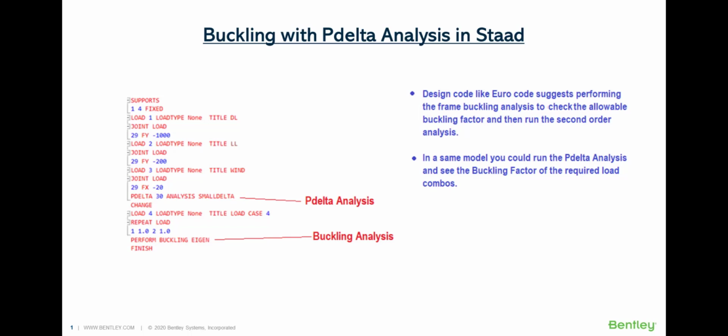So a last quick note here on a STAAD model. Say, for example, you have numerous primary load cases, and according to several international steel design codes like Eurocode, one is advised to first check the stability of the frame structure by performing the buckling analysis and compare if the buckling factor value is within the specified allowable range for specific gravity load combinations only. And then depending on that, one needs to perform the second order analysis. So instead, in the same model, you could perform the buckling analysis for the selected load combos in conjunction with the PDelta analysis. All you need to do is call the load combos by the repeat load case just after the PDelta analysis, followed by the change command, and then perform the buckling analysis in the same model. So you can see the syntax on the screen.